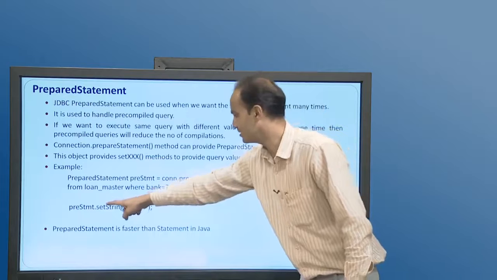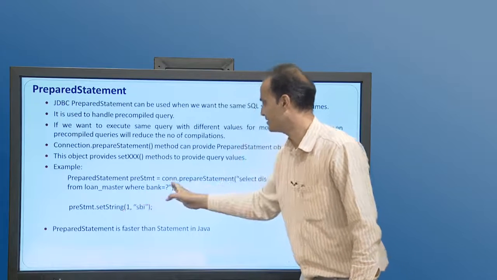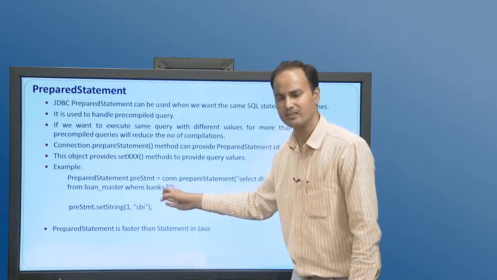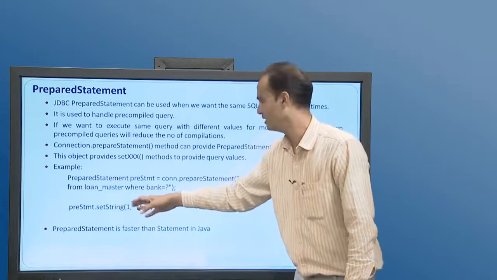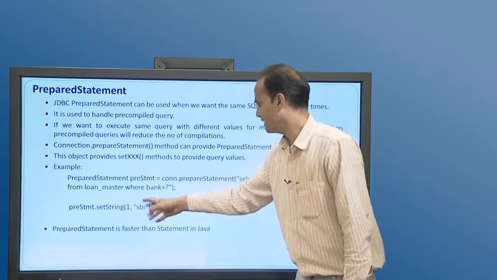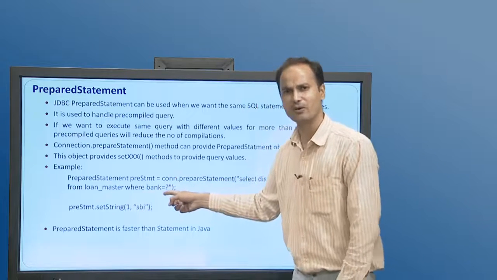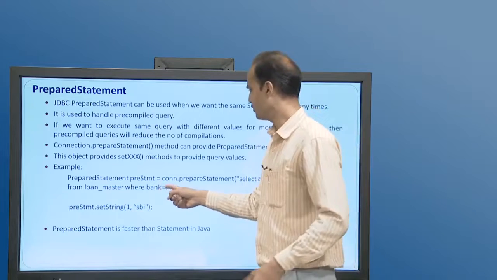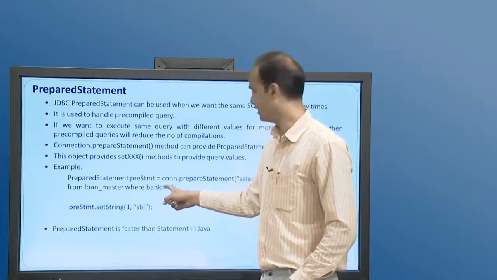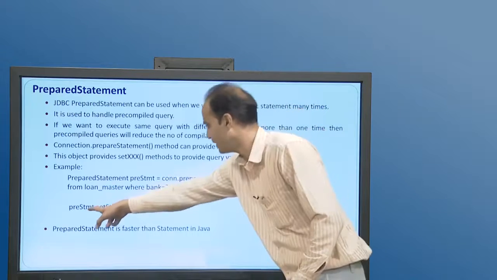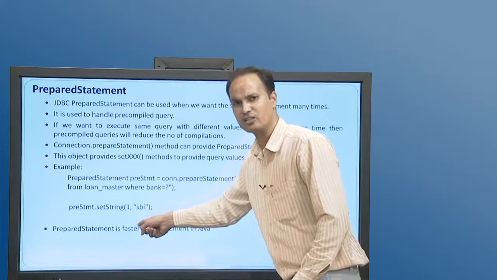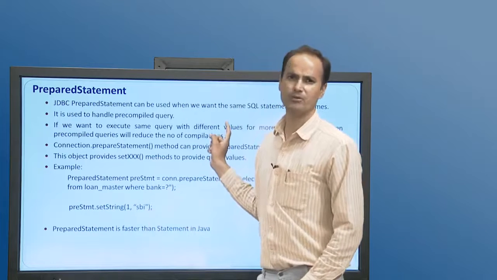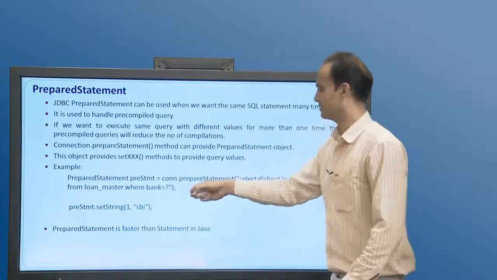We will use this method, set string. If it is a string argument we want to pass, then we will use the set string method. If it is an integer, then we will use set integer and pass the argument. That means if a single parameter is required, you can use one. If there is another question mark, then we have to pass the second one: preparedStatement dot set string or set integer, with the second argument and the value that we want. In the same way we can pass it.